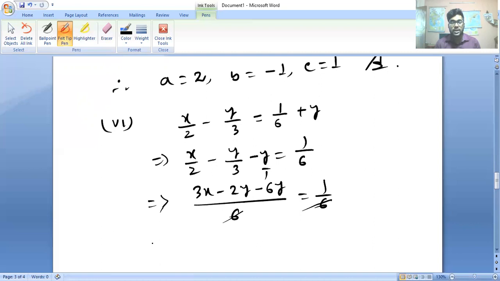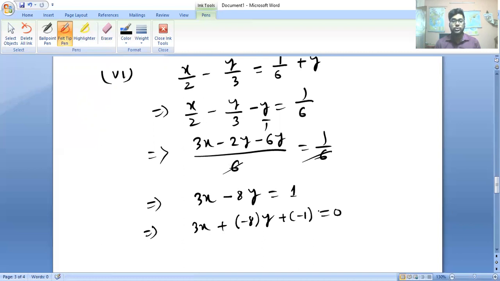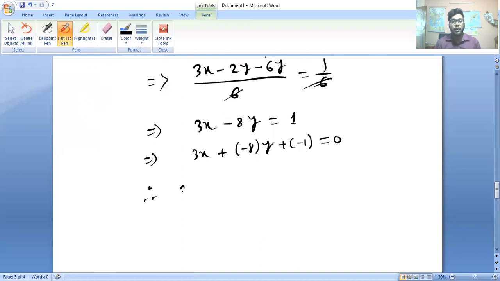The denominator 6 and 6 cut down. With the denominator the same, it should cut down. Clear? We have here 3x, and there we have minus 8y. There we have 1. So we can write as 3x plus minus 8 into y, and this plus 1 goes here as minus 1. You can write plus of minus 1 is equal to 0. Therefore, our a becomes 3, b becomes minus 8, and c becomes minus 1. That brings us to our answer. Clear, students?